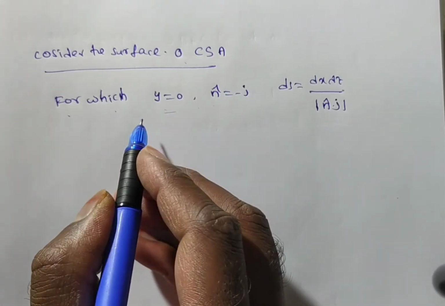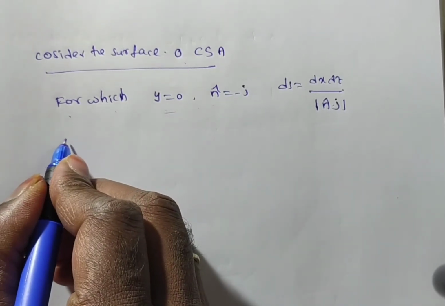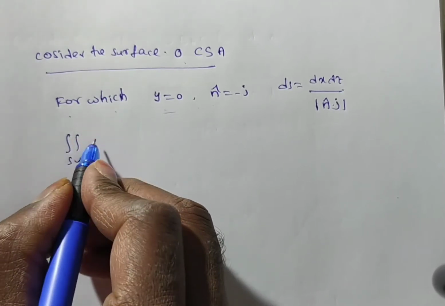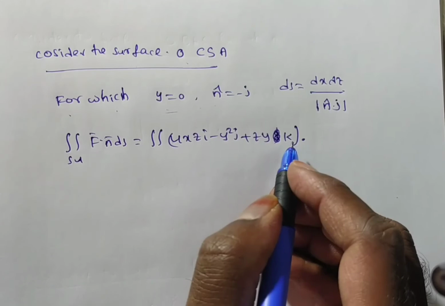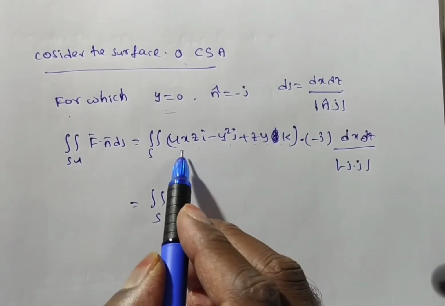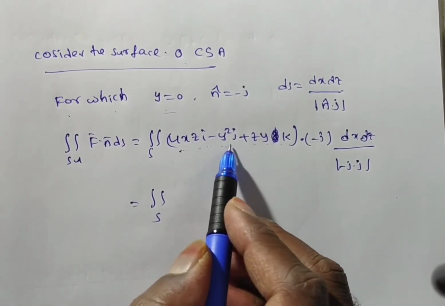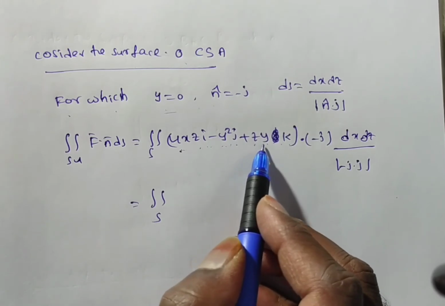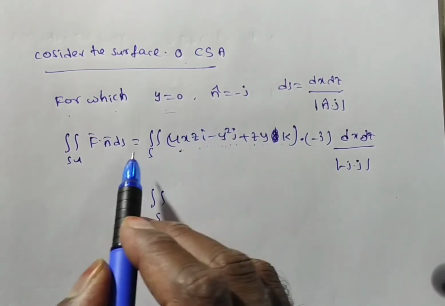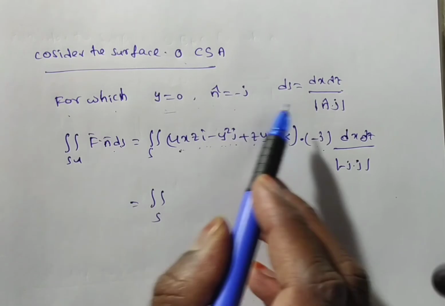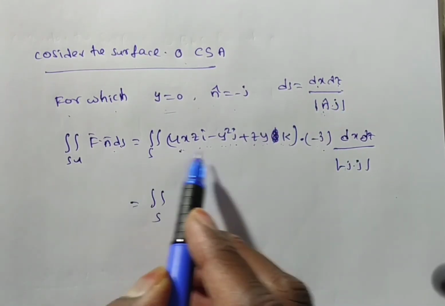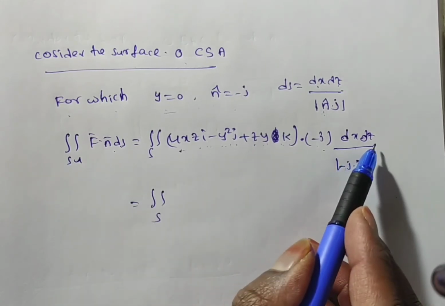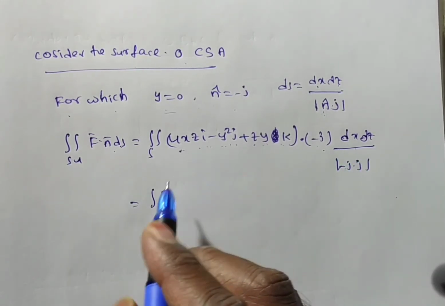Now we have to evaluate along S4, that is, the surface S4, the integral of f bar dot n bar ds. Friends, f bar is equal to 4xz i minus y square j plus zy k. Now here n bar is nothing but minus j. Now ds is nothing but dx dz by mod of n bar dot j. The limits for x and z are 0 to a, 0 to a; I will write them in the last term.